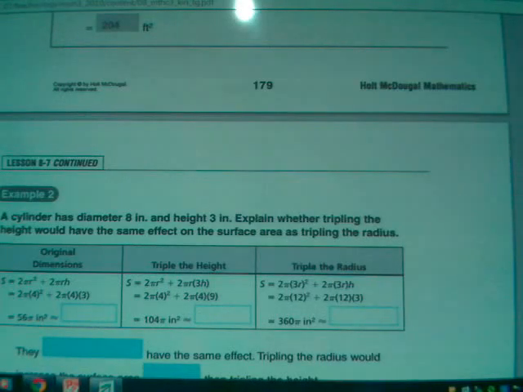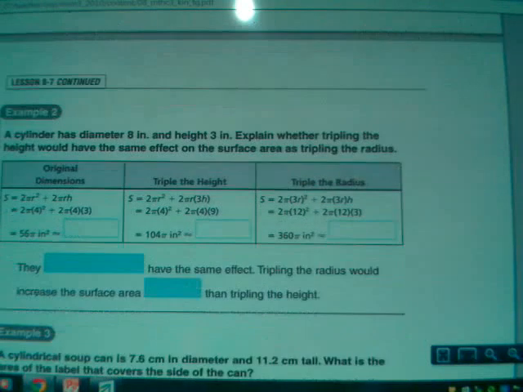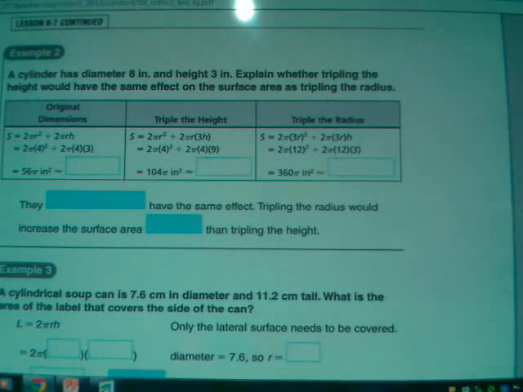All right, let's go ahead and take a look at number 2. In number 2, it says a cylinder has a diameter of 8 inches and a height of 3 inches. Explain whether tripling the height would have the same effect on the surface area as tripling the radius.